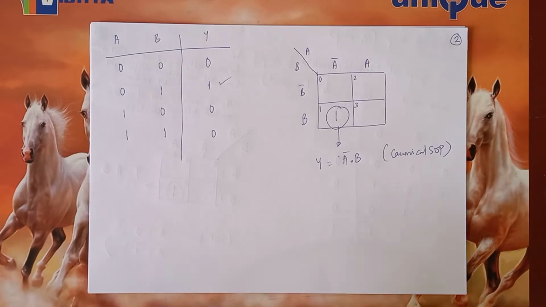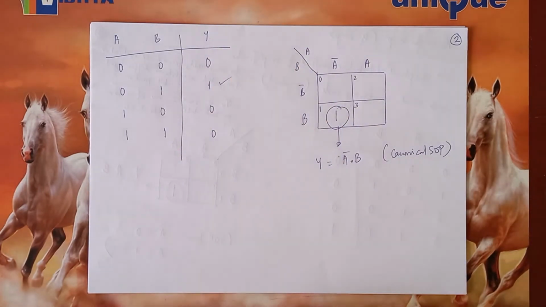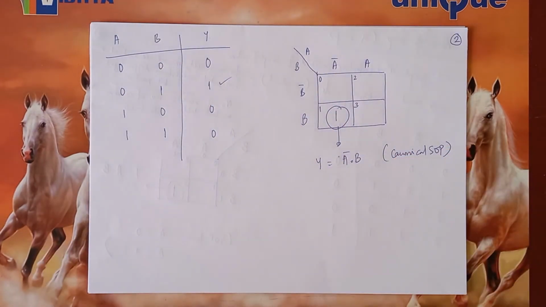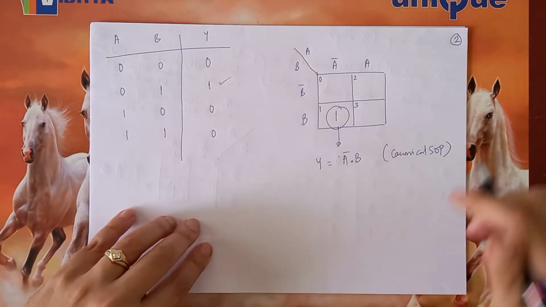Now, the fun comes when you have multiple ones in the output. The fun in the K-map comes when you have multiple ones in the output. That time, there could be ways in which you can simplify. At that time, the canonical form need not be the most simplified form. So, let us see how to do that.